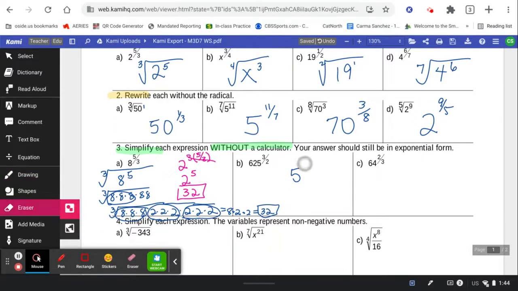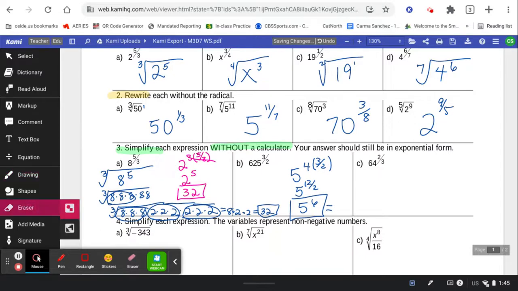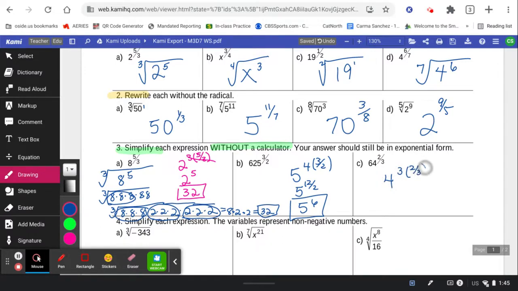625 is 5 to the 4th, using that green sheet, times the 3/2 power. That becomes 5 to the 12/2. 4 times 3 is 12 over 2. And final answer is just 5 to the 6th power. If you want to keep reducing that, you can, but you don't need to when it's that big of a number. Last, 64 can be rewritten as 4 to the 3rd. The 3's cross out. 4 squared is just 16.